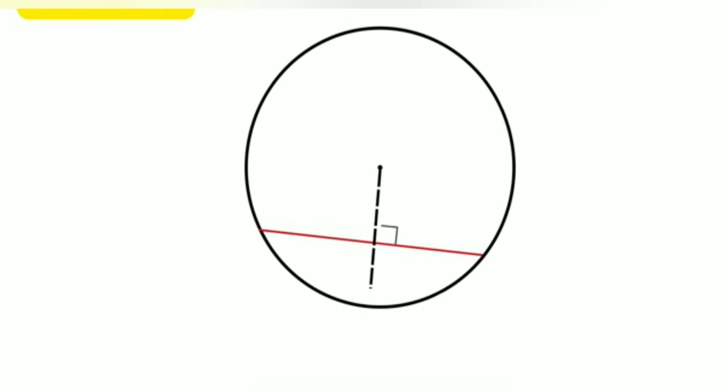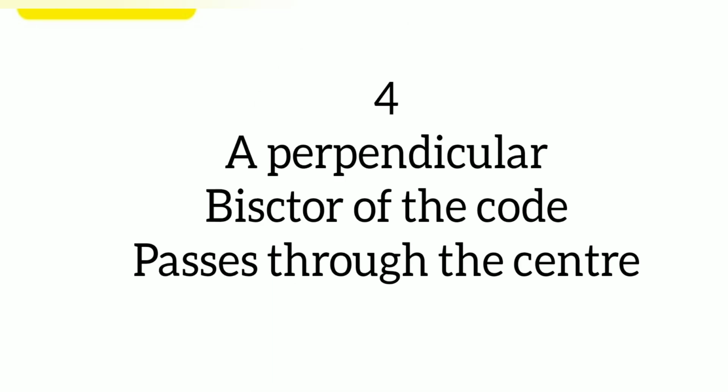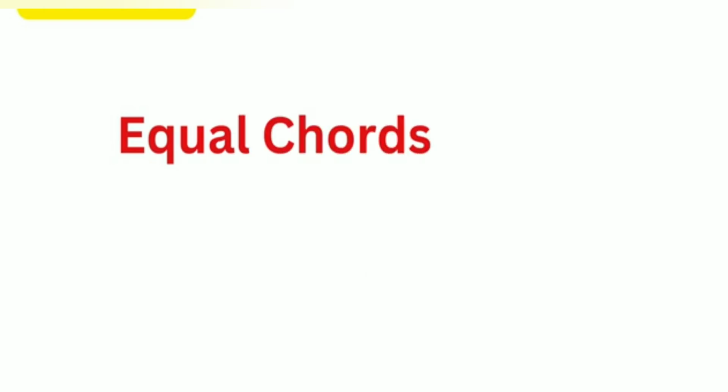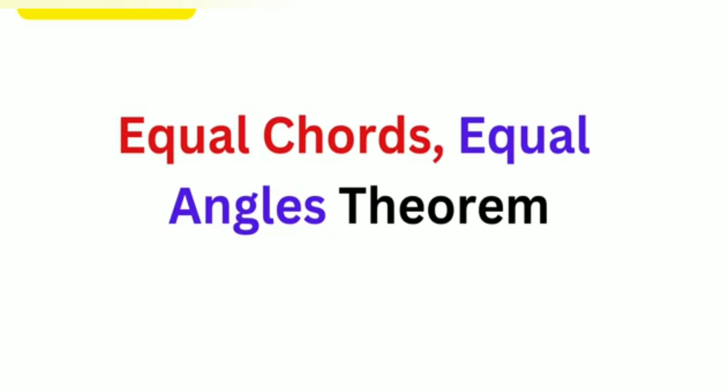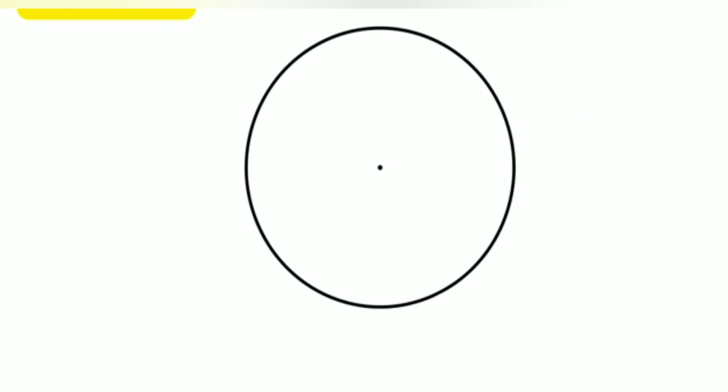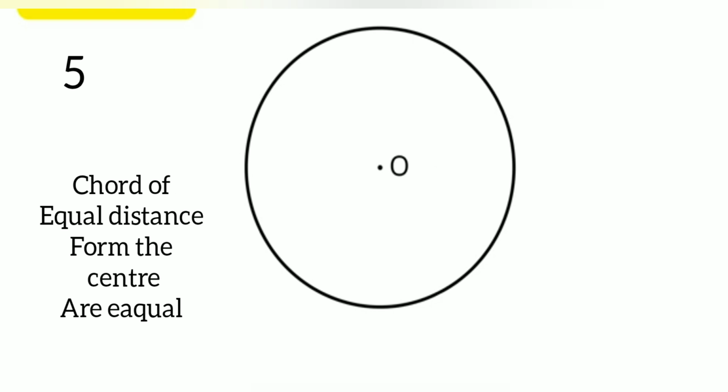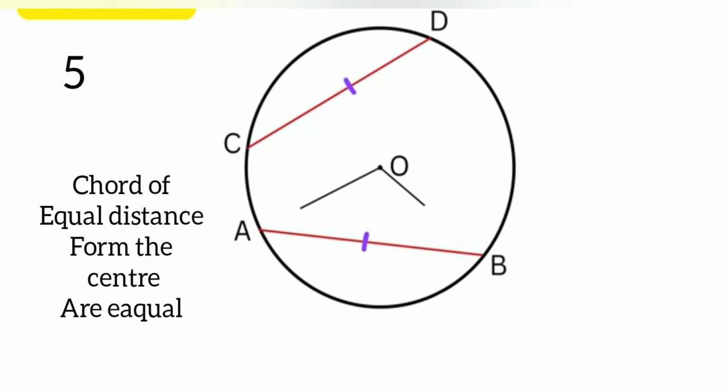So it goes on. Chord bisector. If I draw a chord and bisect it with a perpendicular line, that line passes through the center. So we say a perpendicular bisector of the chord passes through the center. Equal chords: chords of equal distance from the center are also equal. For example, there is a chord CD there and AB. The length of AB has to be the same as CD. So any chords of the same distance from the center are also equal.